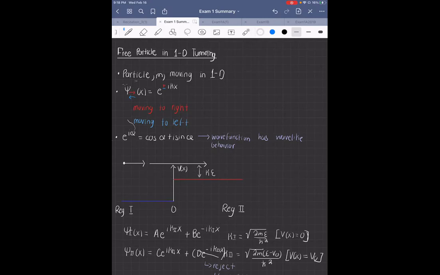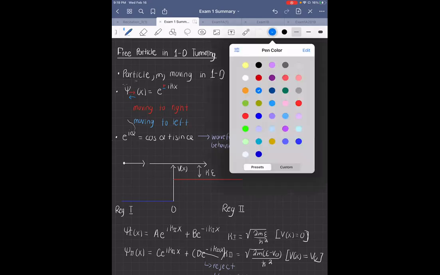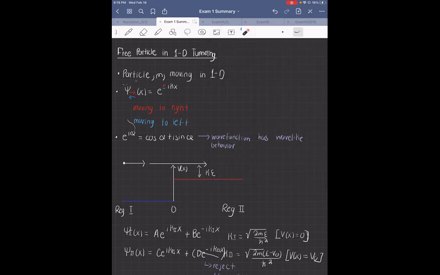So let's imagine there's a particle of mass m moving, not in a 1D box, just moving. The wave function moving to the right can be described by this, and if it's moving to the left, it can be described by this wave function here. This shows wave-like behavior, because e to the i alpha is like waves.